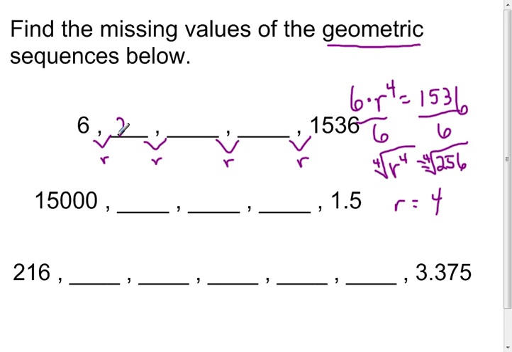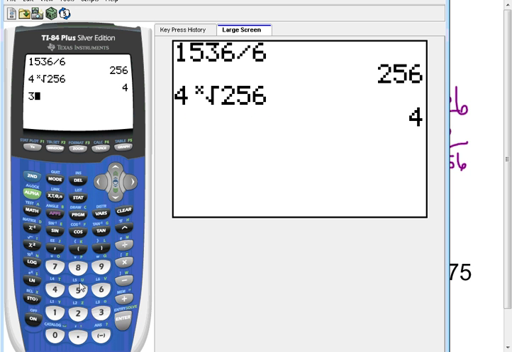So 6 times 4 is 24. 24 times 4 is 96. 96 times 4, let's see, that'd be 400, take away 16, so 384. And then 384 times 4 is 1536. And I just want to verify that. 384 times 4, there we go, 1536.